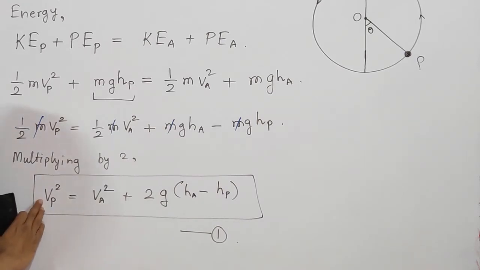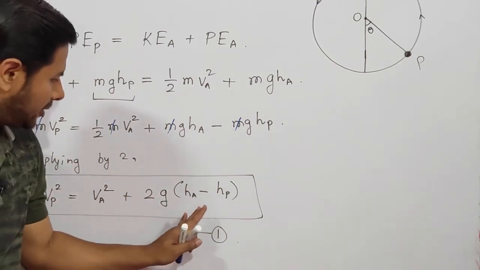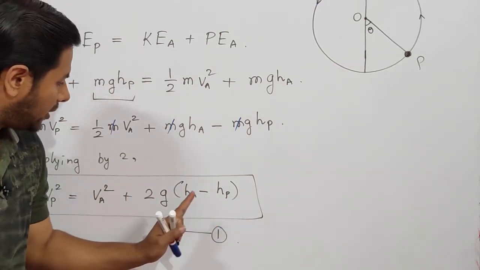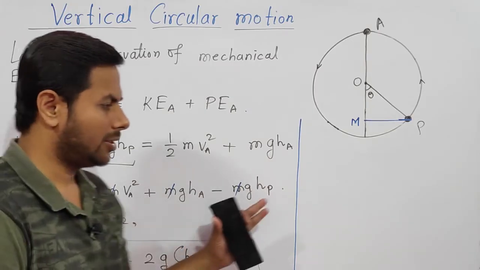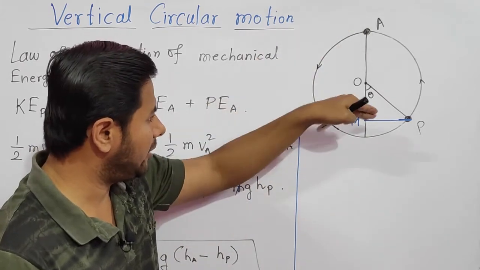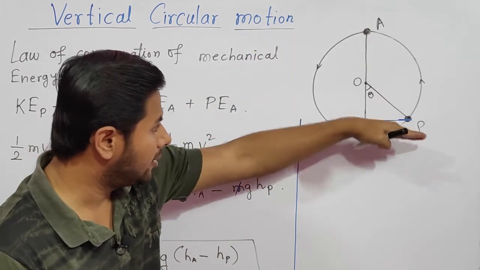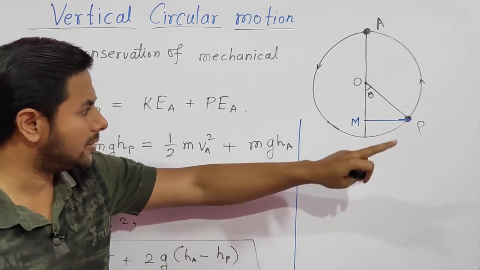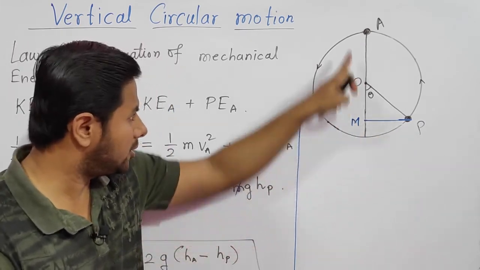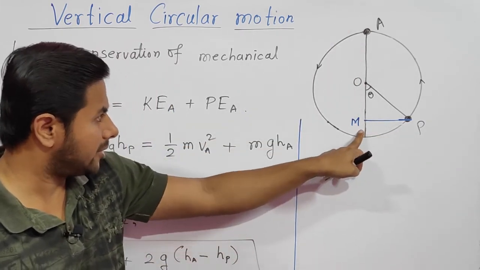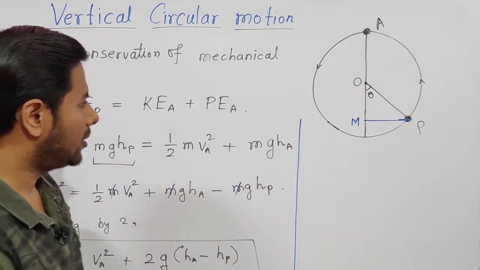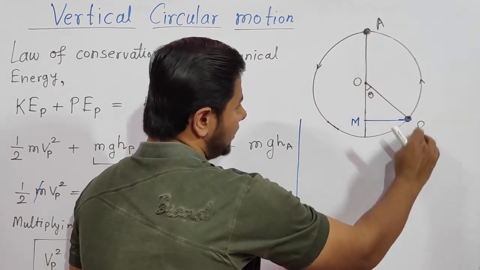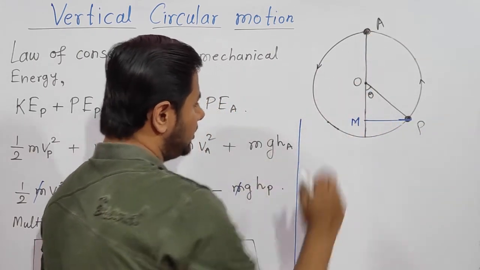So in order to find out v, the speed at point P, we need to find out the difference between heights of points A and P. So let's do that. Now in order to find out the difference between heights of points A and P, we have drawn a perpendicular starting from point P on this vertical line, and suppose it meets the vertical line at point M. So we have the difference between heights of points A and P equals to this distance.